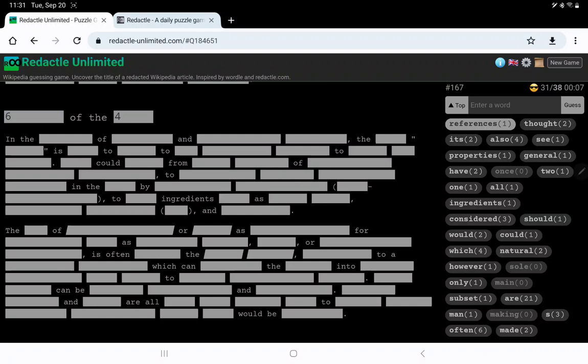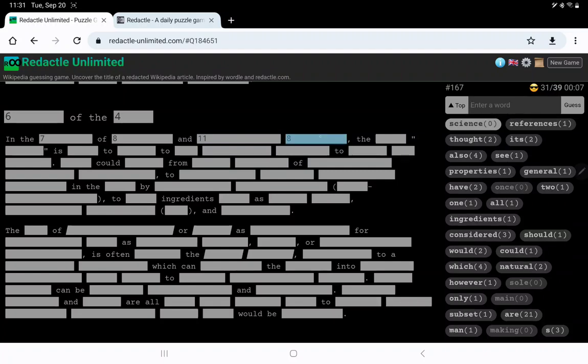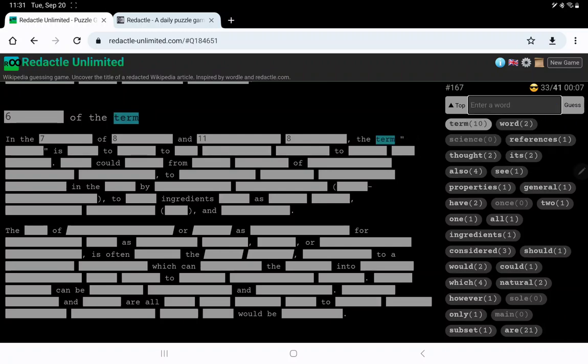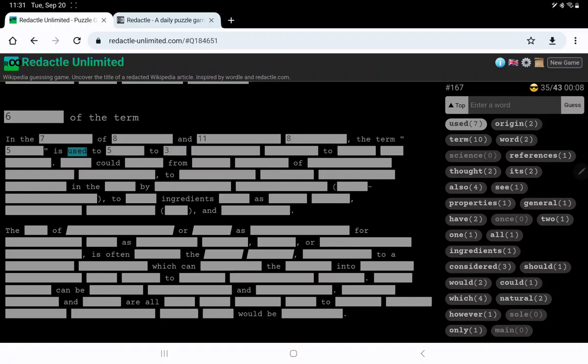6 of the 4 in the 7 of 8. How about science? Nope. The word, the term, oh, something of the term origin? No, we do have 2 origins. The term 5 is used to 5 to 3, 9, 7, 2. There's an awful lot of T-O in this sentence.